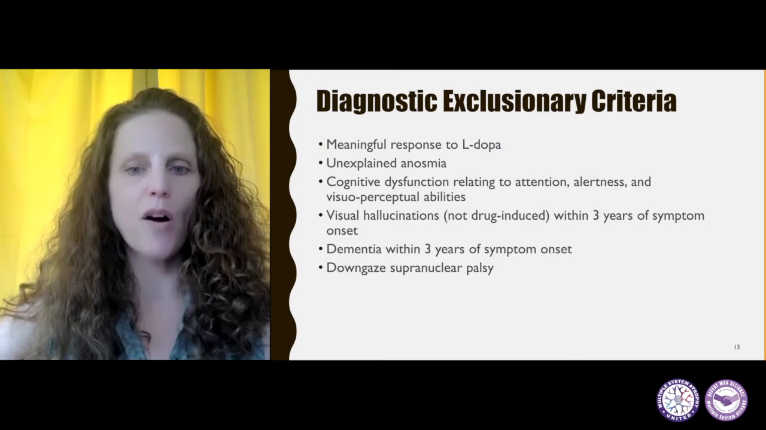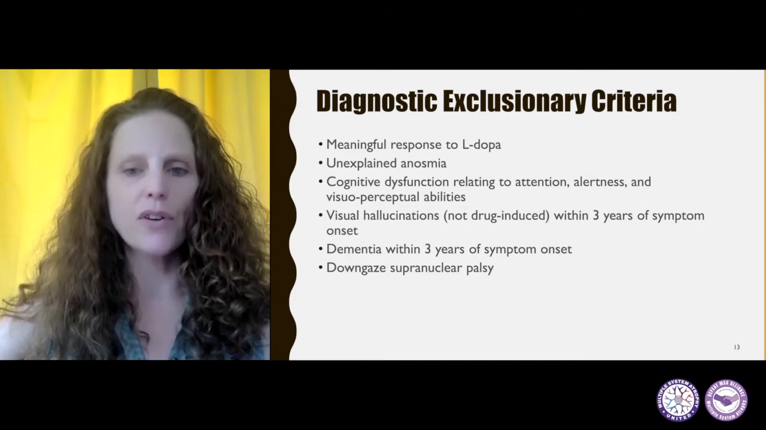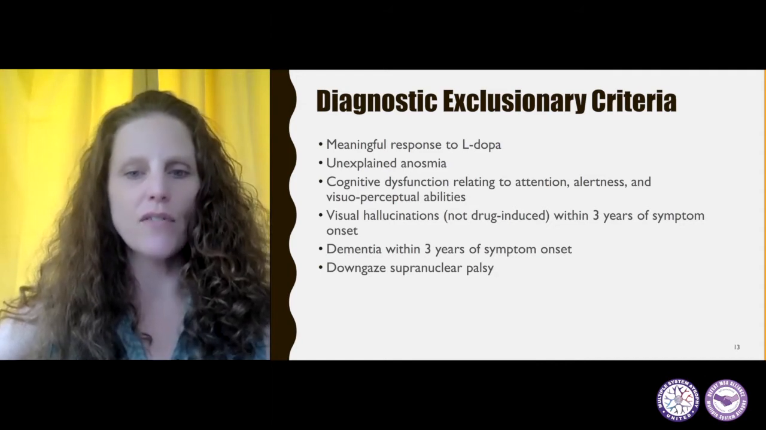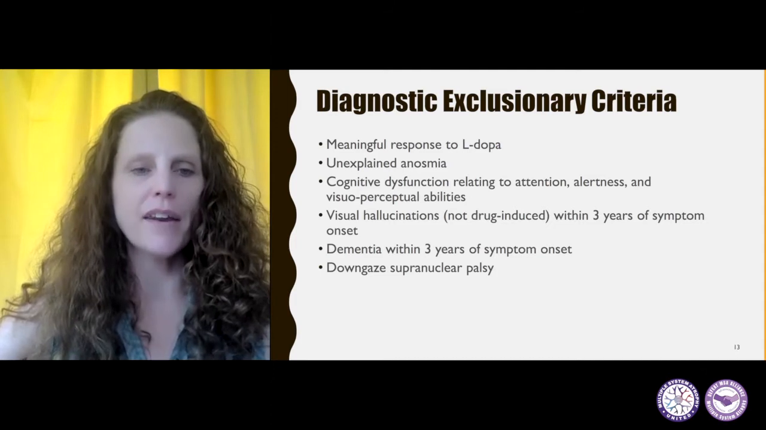Downgaze supranuclear palsy, defined as an impaired voluntary vertical gaze, especially downward, with preservation of reflex vertical movements, also known as doll's eye maneuver. This is suggestive of a diagnosis of supranuclear palsy and not MSA.